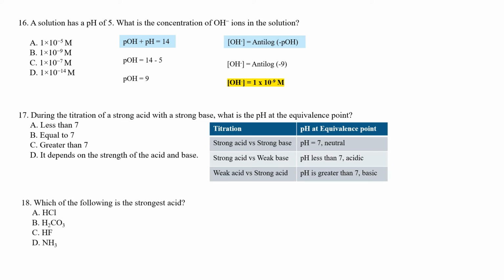Next question. Which of the following is the strongest acid? So last time we discussed what are the 7 strong acids. Among those list, HCl is one of the strong acids. HCl, HBr, HI, sulfuric, nitric, chloric and perchloric. All the other acids are weak. Carbonic acid, H2CO3 is a weak acid. Hydrofluoric acid is a weak acid. Ammonia, NH3 is a weak base.